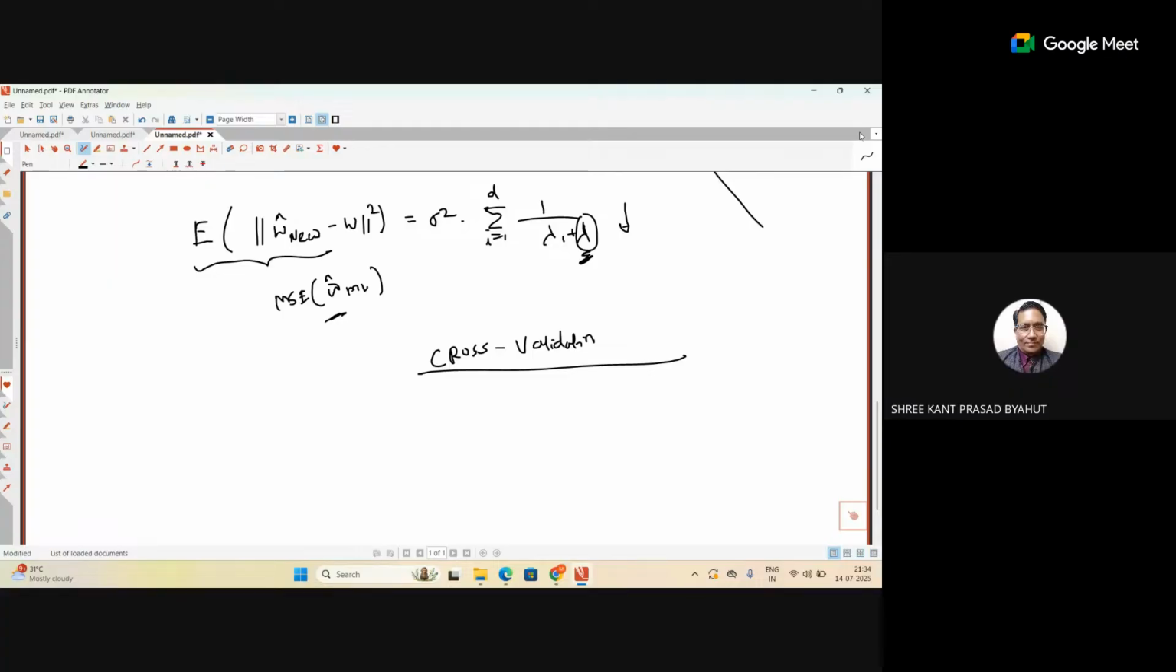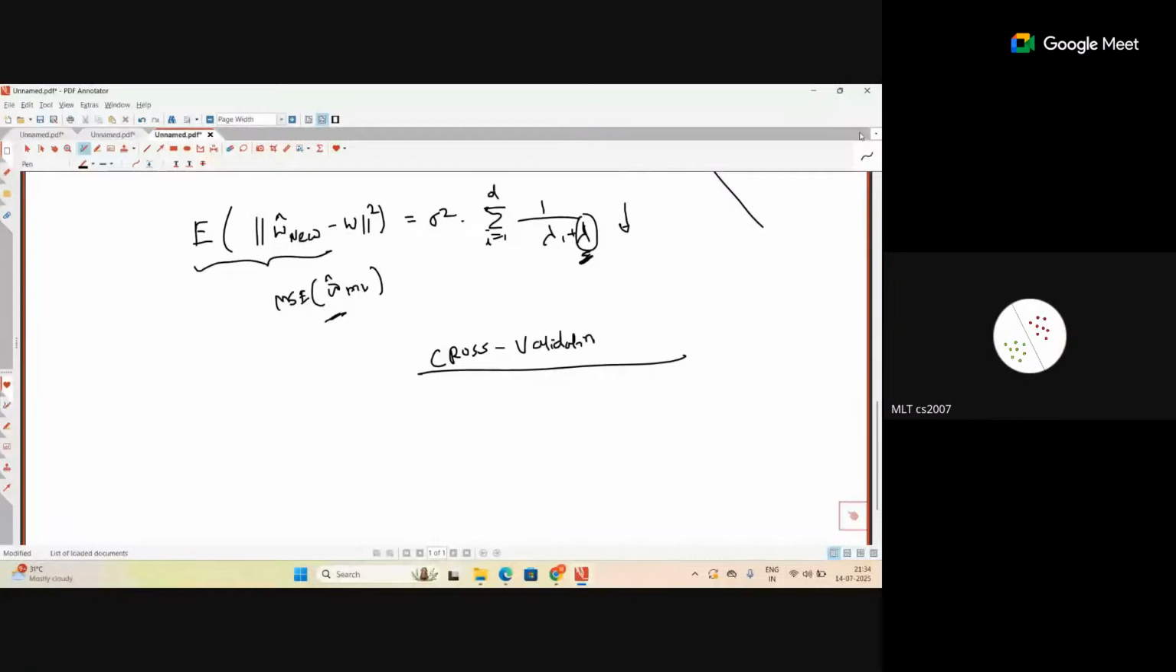The model for linear regression is y minus w transpose x, that is, w transpose x minus y. That is the error. The squared error is your objective function, which is to be minimized. That is the model for linear regression. Now you understand that part.